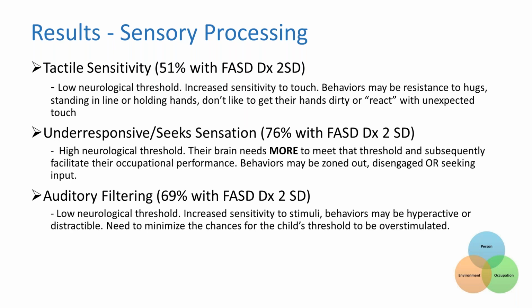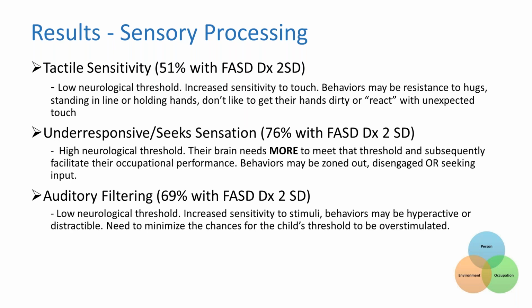The second one is under-responsive and/or seek sensation, and 76% with an FASD diagnosis scored 2 standard deviations below the mean in this area. So this would reflect a high neurological threshold, and it means that their brains need more input to meet that threshold and subsequently to facilitate their occupational performance and whatever they're doing and whatever is meaningful for them. So in this older version, we don't know if it's a high threshold with an active response or a passive response. So their behaviors may be that they're zoned out and disengaged. They might seem oblivious to what's going on around them, or they might be seeking and actively going out to meet that threshold themselves.